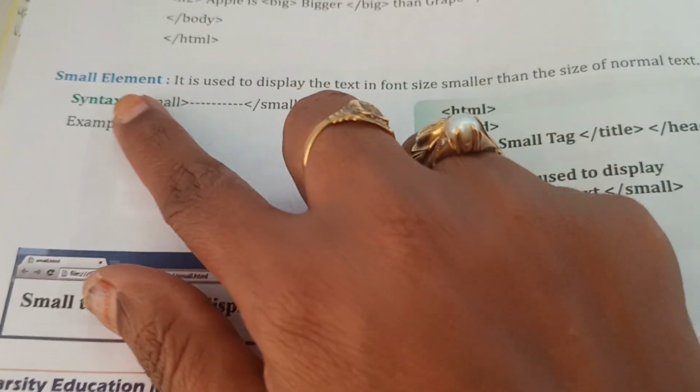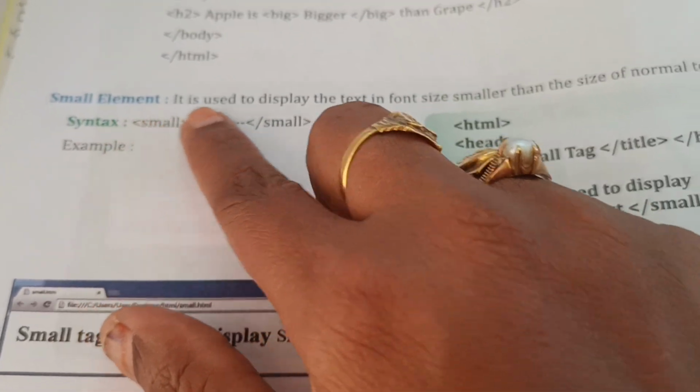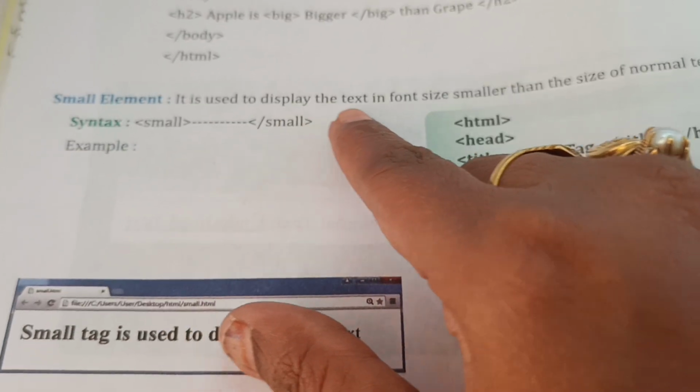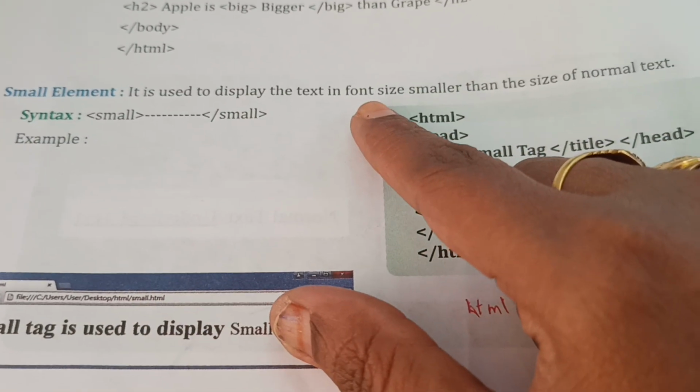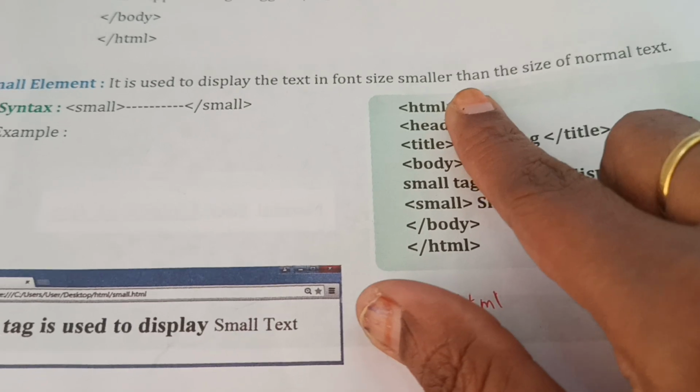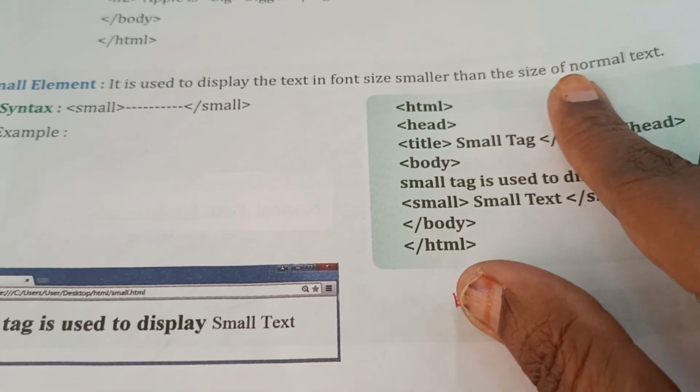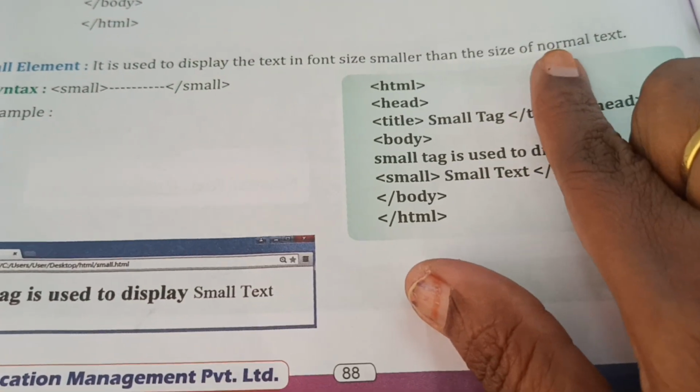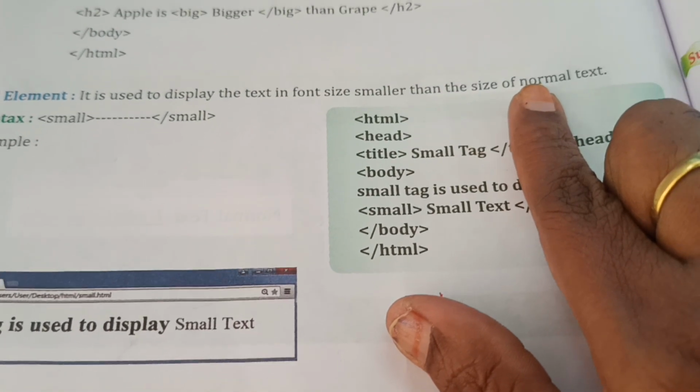iOS. Next topic, small element. It is used to display text in a font size smaller than the size of normal text. This is the normal text. Normal text.